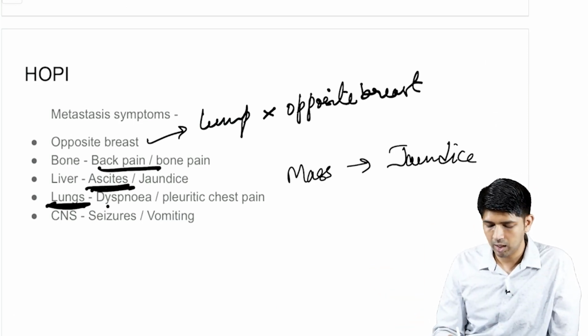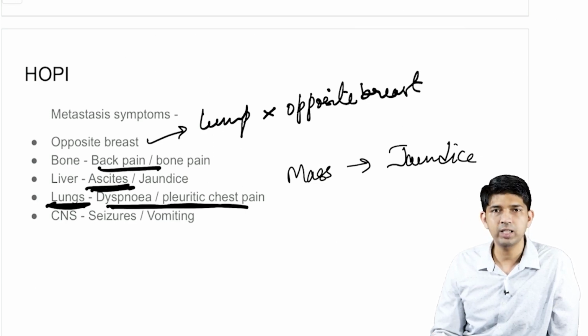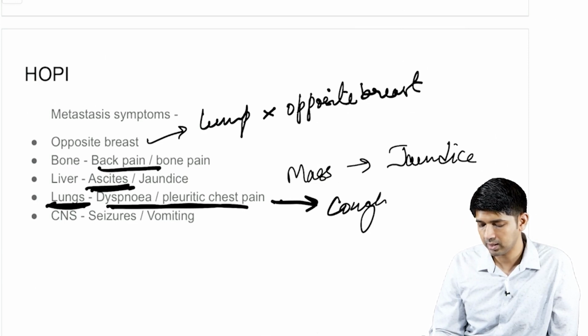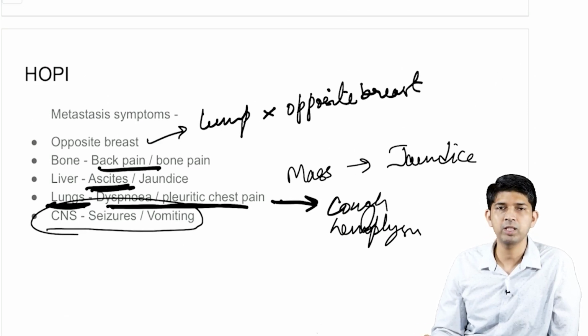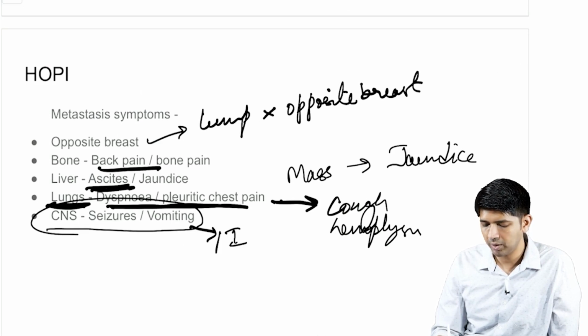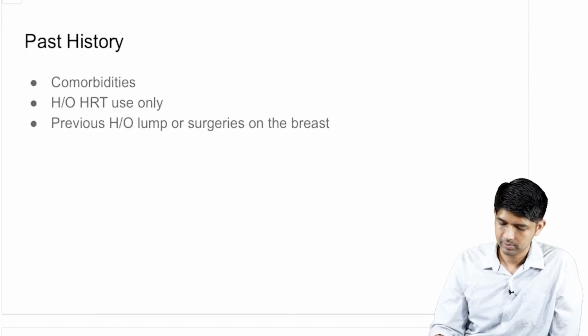Same thing with respect to lungs, dyspnea or pleuritic chest pain first, and at a much later stage they will have cough and hemoptysis. And with respect to the CNS, you're going to ask for symptoms suggestive of seizures and vomiting, which is an indirect indicator of raised intracranial tension.